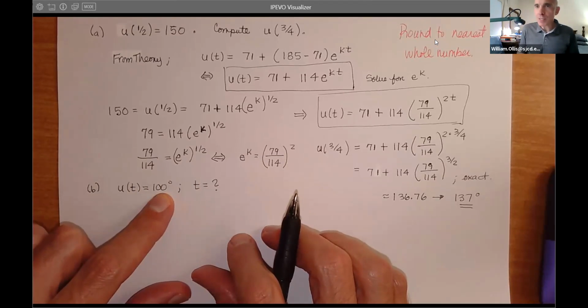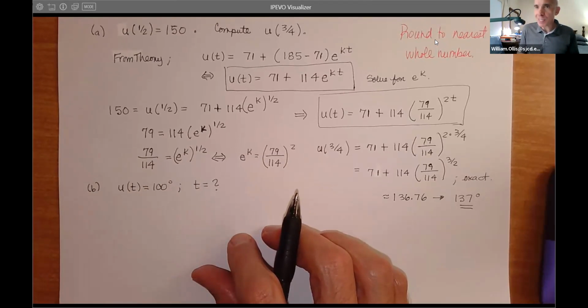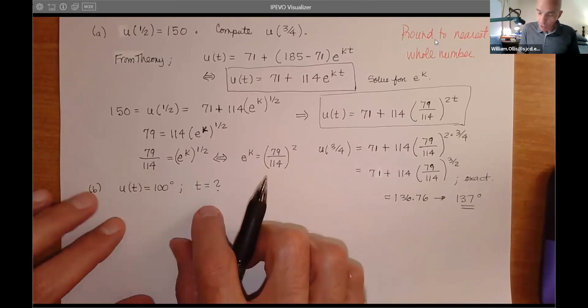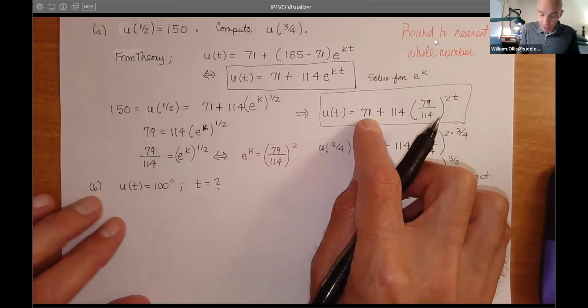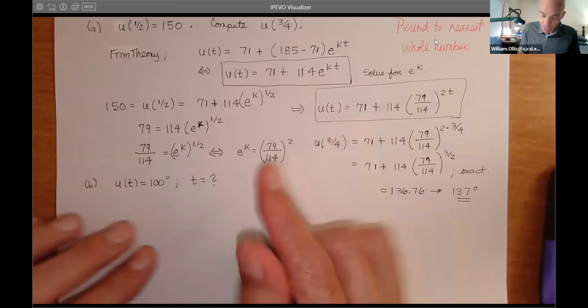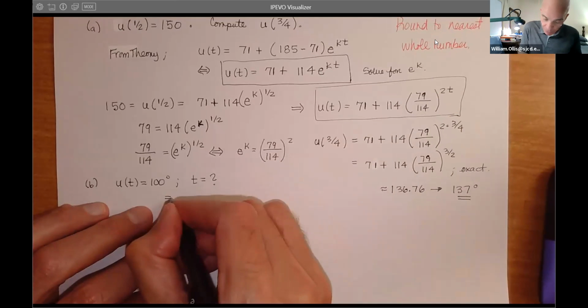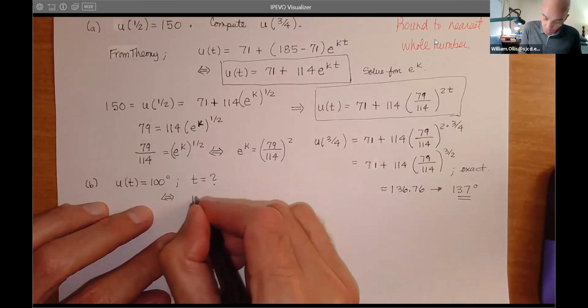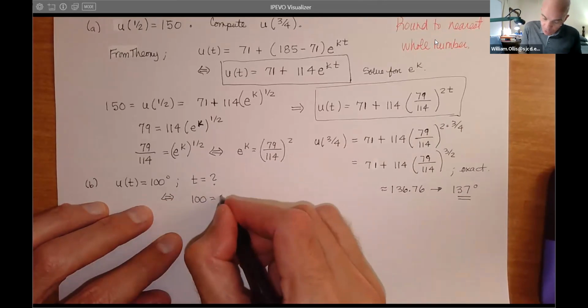Okay, so this is exactly what we've done before. This is like finding half-life or tripling time. So this is a simple problem. We have our predictor right here, so we just set the predictor equal to 100 and solve for t. So this implies, or equivalently, 100 equals 71.